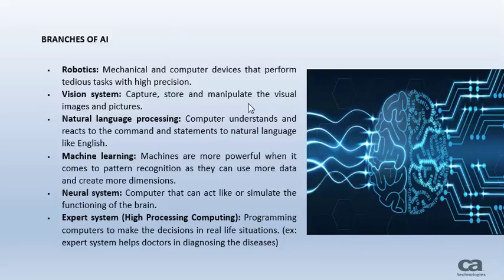Coming to the expert system. We humans take real life decisions. Similarly, a computer can also be used to make decisions in real life situations. For example, a doctor, when he diagnoses a disease, sees and tells what disease you are suffering from. Similarly, if a machine does that, it can give out even more accurate results.